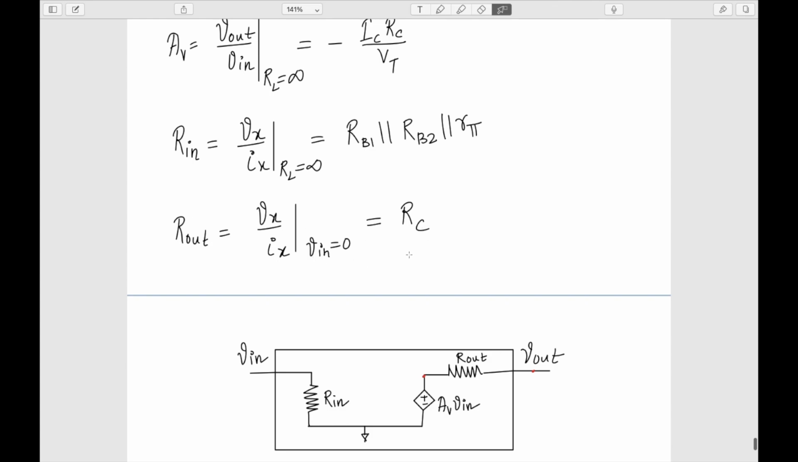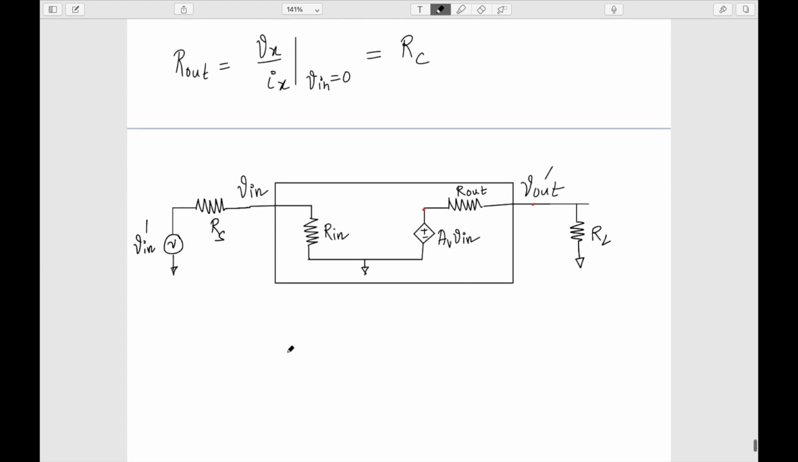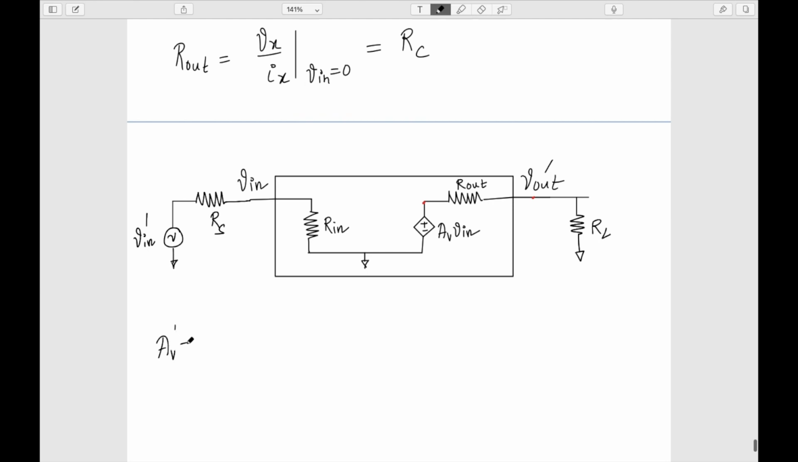So now I want to know, if I connect a source resistance Rs at the input, and let's call the source voltage V in dash, and I have a resistance RL at the output node, let's call this V out dash. After connecting this RL, I want to know the final gain, the AV dash, which is basically V out dash by V in dash. So this is what I am supposed to estimate.